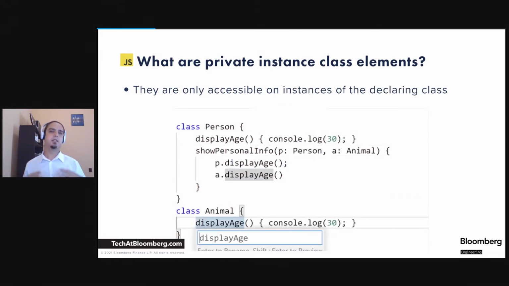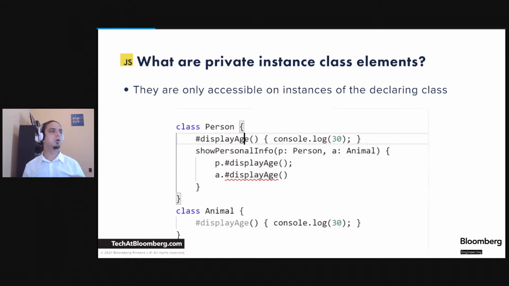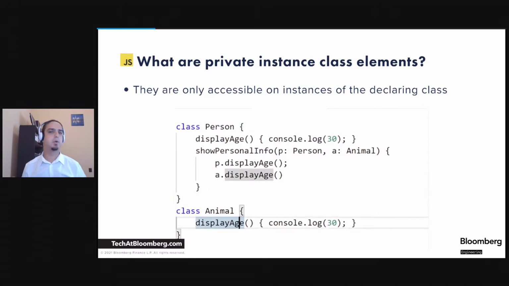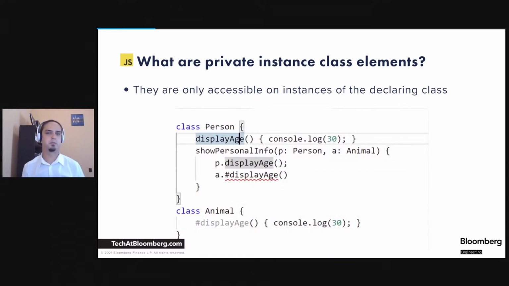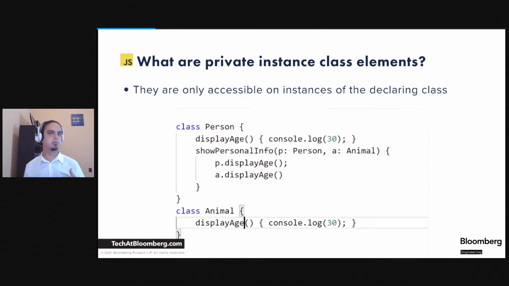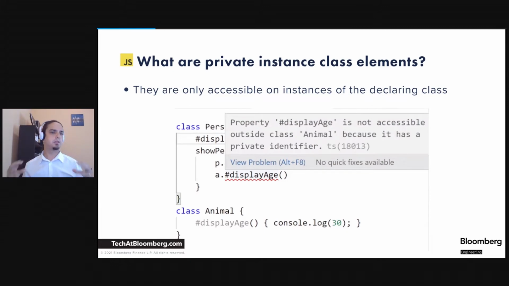Another restriction is that these members are only accessible on instances of the class that declared them. So for example, if you have a person class and you have an animal class, and these two are in no way related, and they both declared the displayAge private member, well, we will be able to access person.displayAge, but we won't be able to access animal.displayAge. Even though these two share a name, you cannot access them because they are declared in different classes, and each one of them is a different private identifier, even though they share a name.